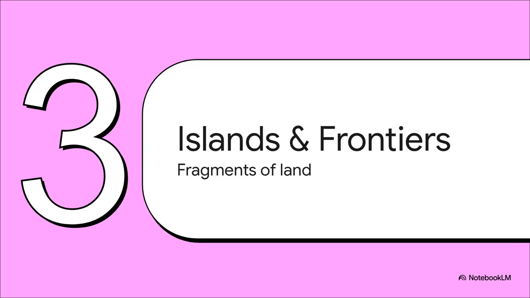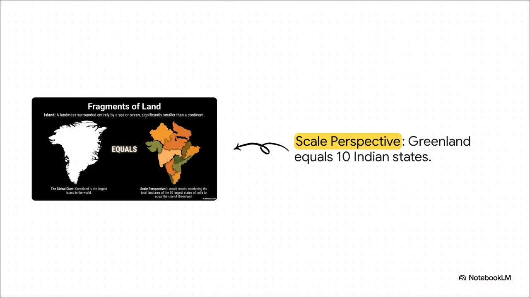Section 3. Islands and frozen frontiers, exploring specific fragments of land. First off, we need to define what an island actually is. It's basically a landmass completely surrounded by a sea or ocean. But to be an island, it must be significantly smaller than a continent. And the absolute largest island in the world is the global giant Greenland. To put its massive scale into perspective, to equal the size of Greenland, you would have to combine the total land area of the 10 largest states in India.